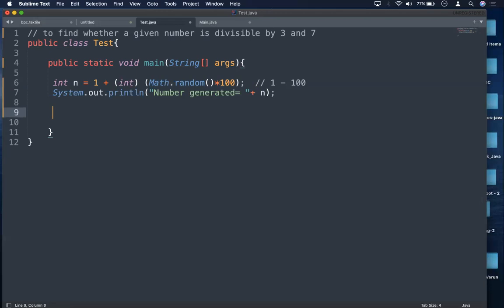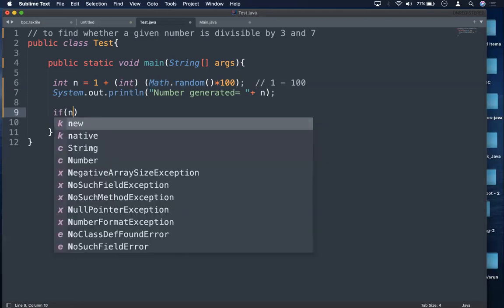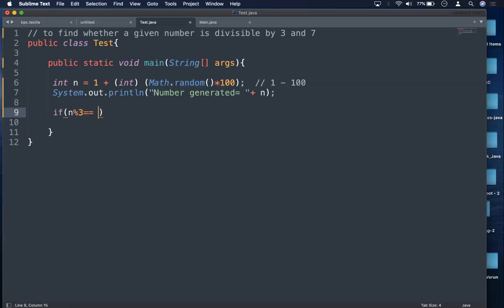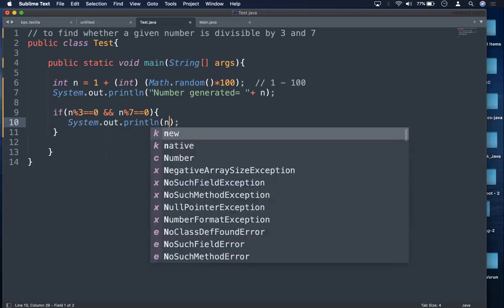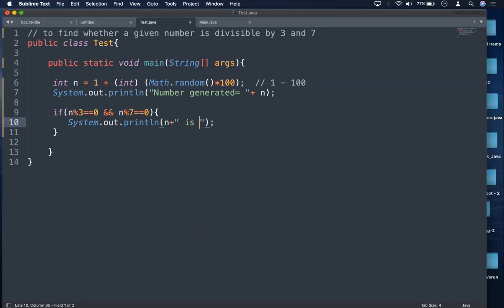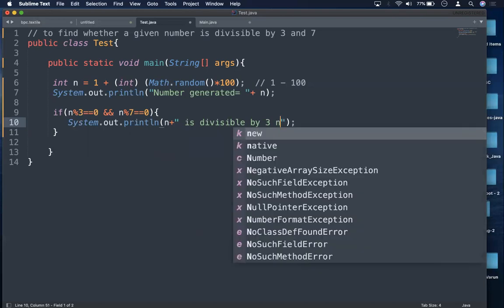And let's check whether it is divisible by 3 and 7. So how to do that? If this number, whatever is there, modulus of 3 is equal to 0 and logical operator, I want to check one more condition. And this number modulus of 7 is equal to 0. Both are true. So if this is true and this is true, then this true block is going to get executed. So here I am going to print n, whatever the number is, is divisible by 3 and 7.